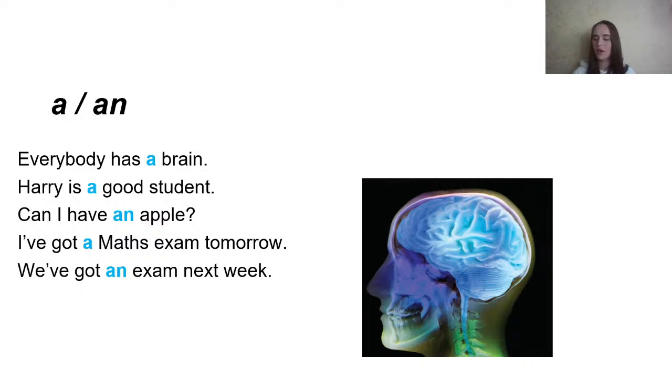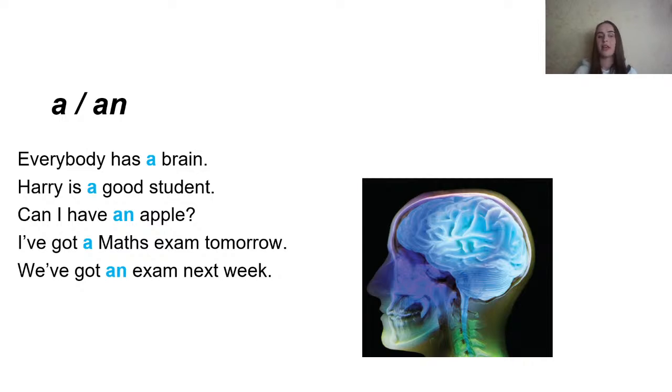I saw that someone wrote here in the chat that an is used before a vowel, while a is used before a consonant. So that is the difference between a and an. Still, they mean the same, they mean one thing, right? Indefinite. But a is used before consonants, while an is used before vowels. So, can I have an apple? Apple starts with a vowel, that is why an.